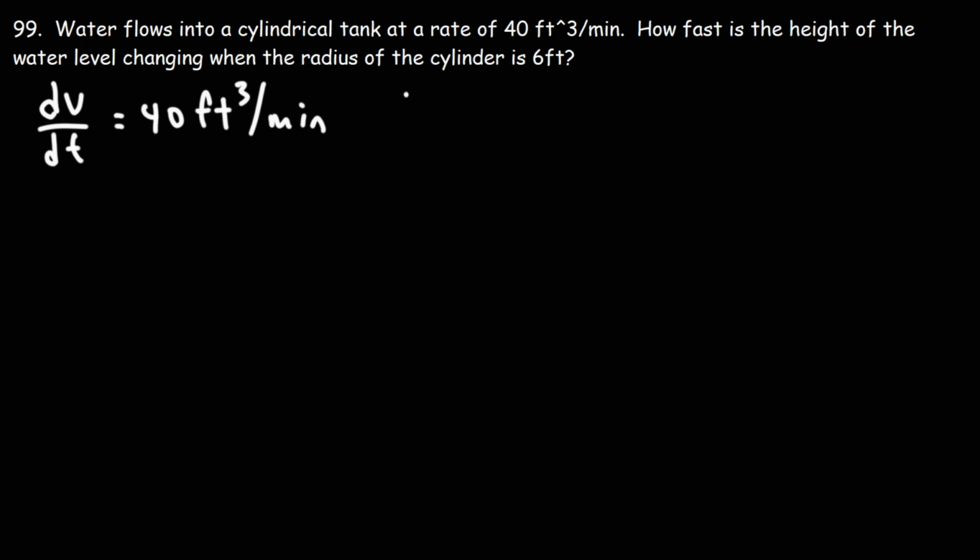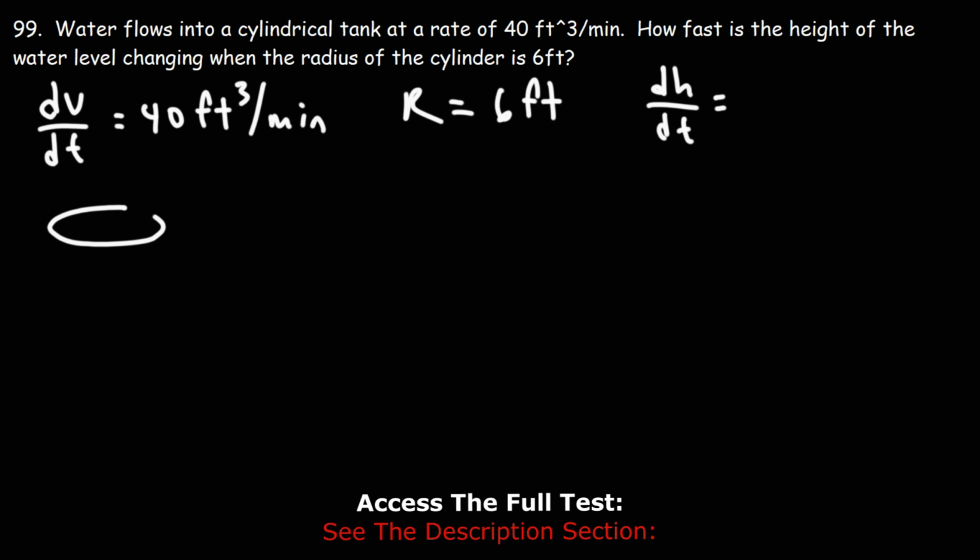And we know that the radius of the cylinder is 6 feet. We want to find how fast the height of the water level is changing. So we'll look for dH/dt. Now let's draw a picture.